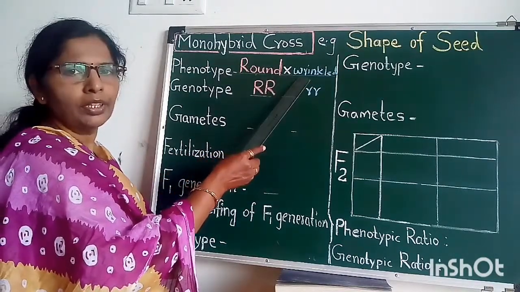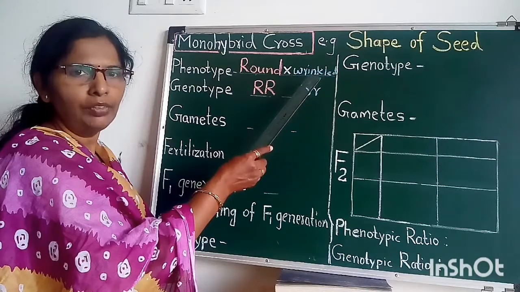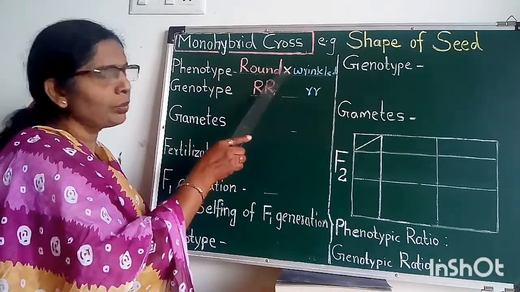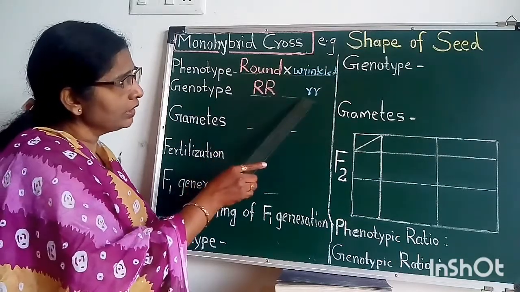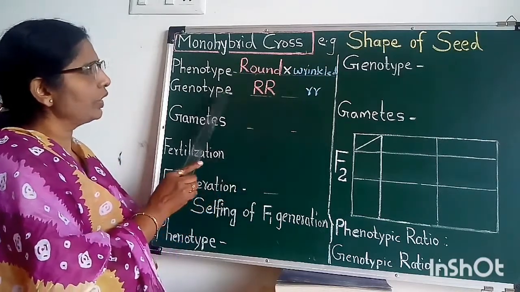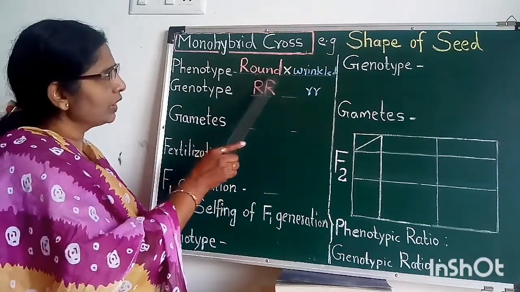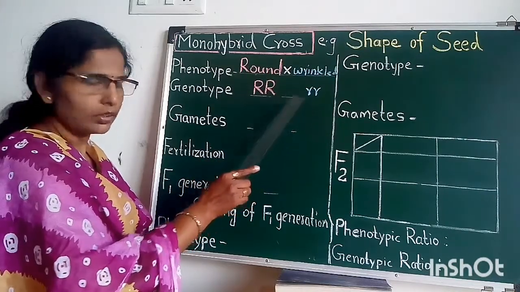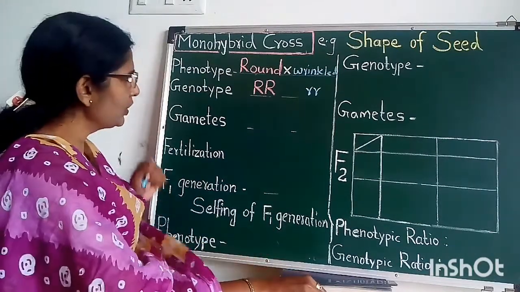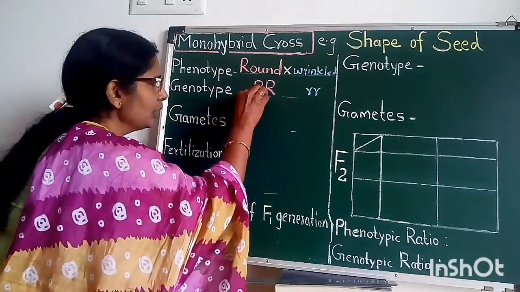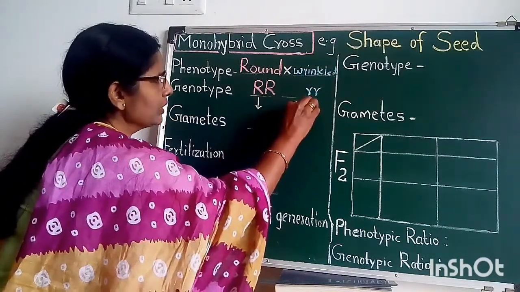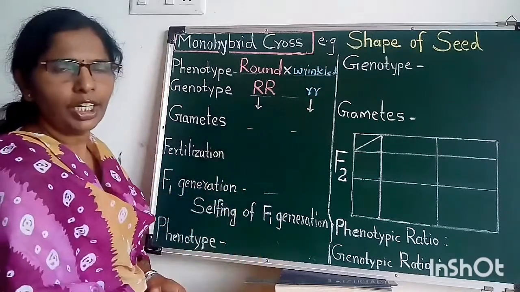Phenotype is related to the external appearance of the individual for a particular trait. That means we can see the shape of the seed, but we can't see their genotypes. So this is the genetic constitution, hence it is called genotype. Now these are the phenotypes, these are the genotypes. The next step will be their gamete formation. For gamete formation, one thing you have to do is mark an arrow here to show that these are the gametes. So this arrow is important.